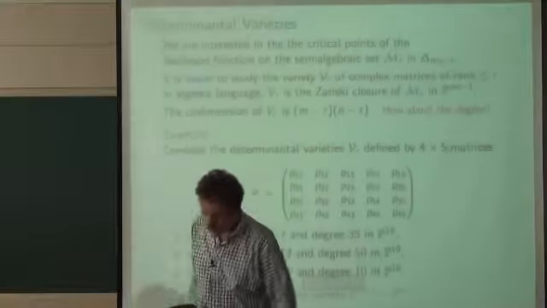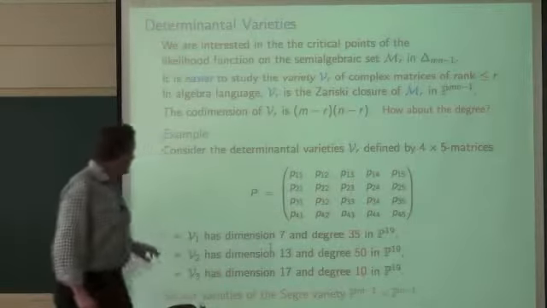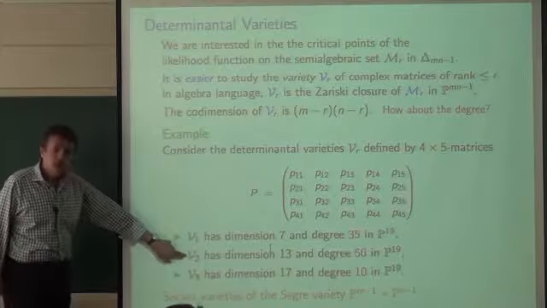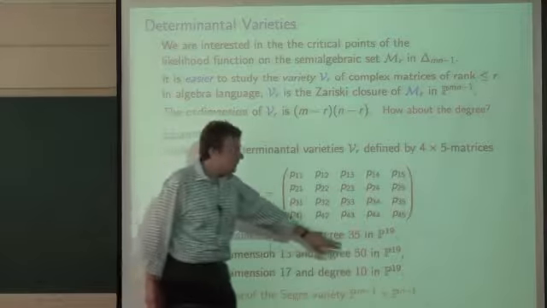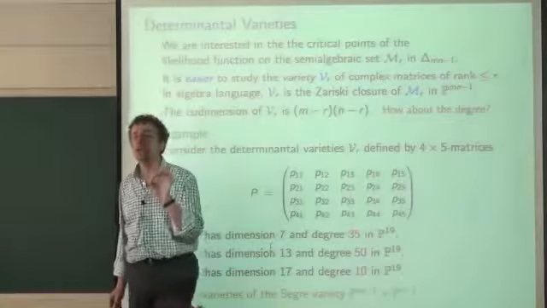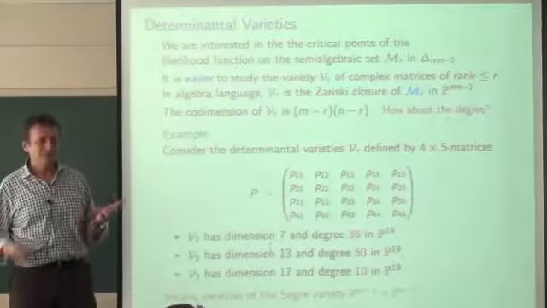Okay, so just again to clarify, right? So here, 4x5 matrices have dimension 13, they have degree 50, and ML degree 843. Okay?